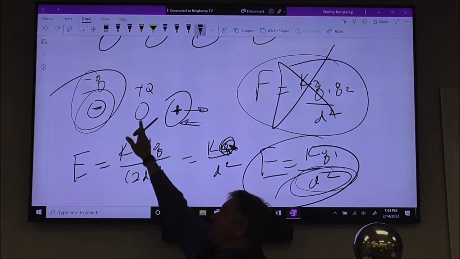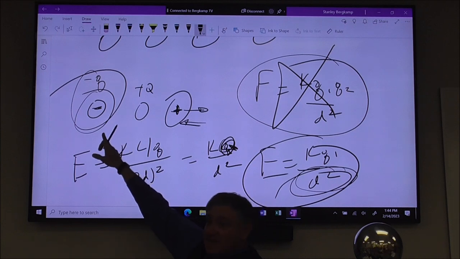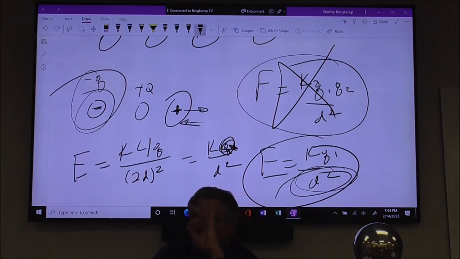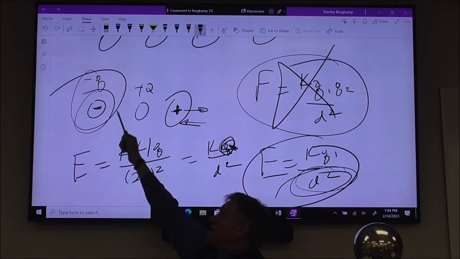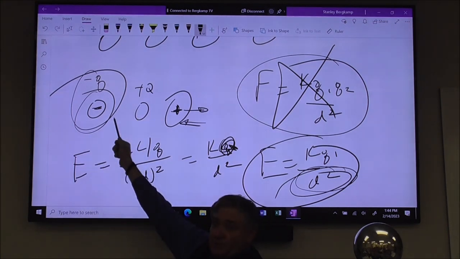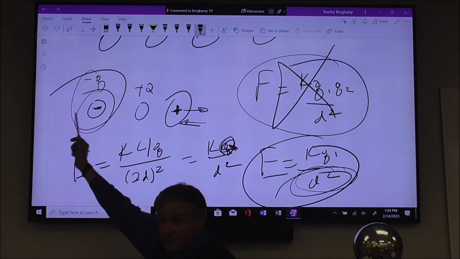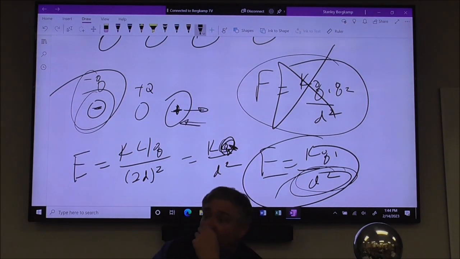Now, but if this is positive and that's negative, is there a point in the middle where there would be no net electric field? Why? Because if this is positive and that's negative, if I put any point in between, if I put a positive test charge here, it's always going to be pushed in that direction and always going to be pulled in by the negative. So we'll do an entire lab on that.